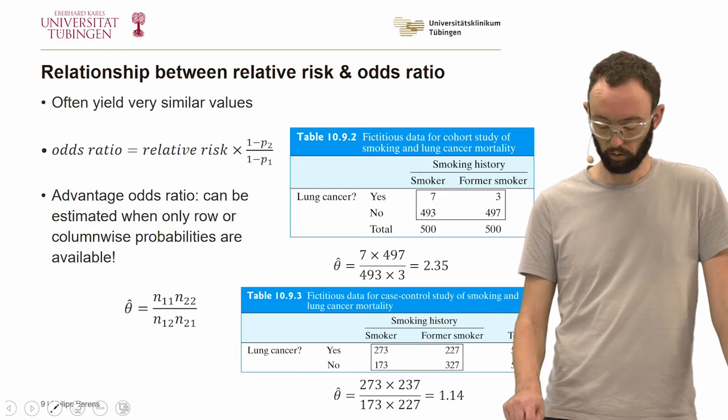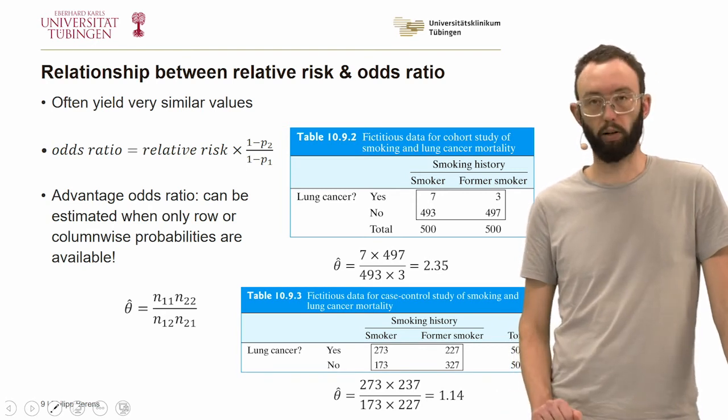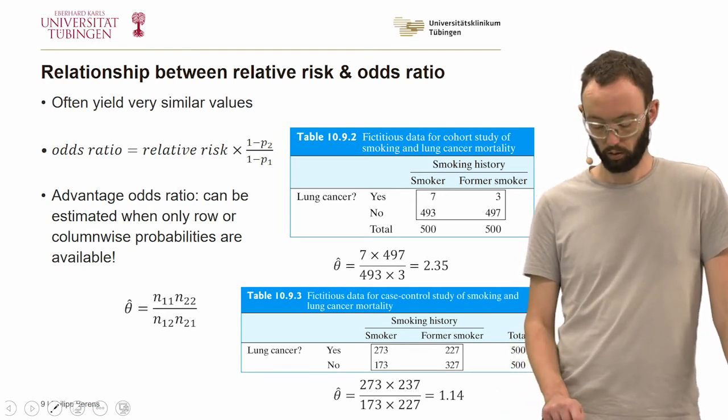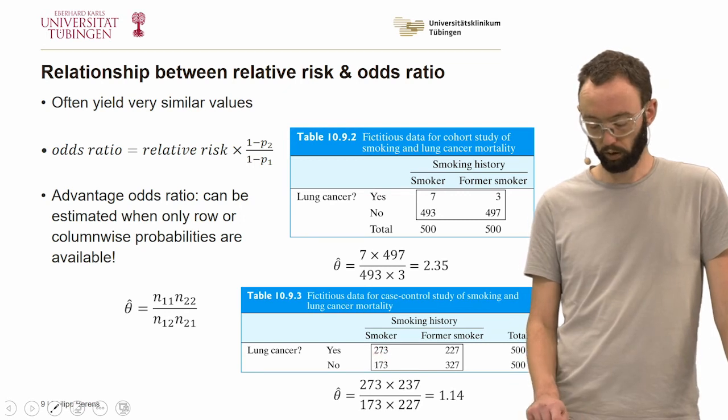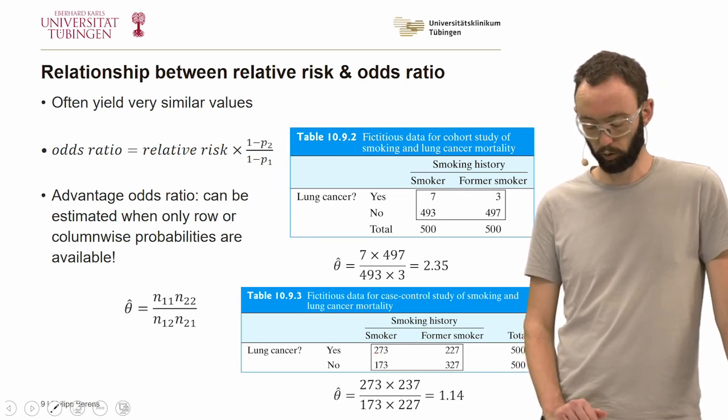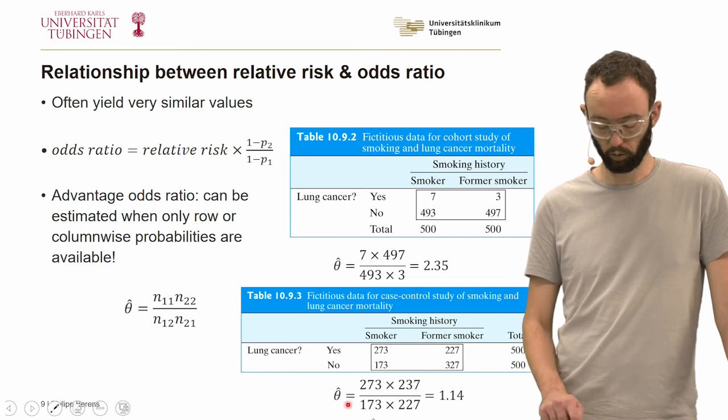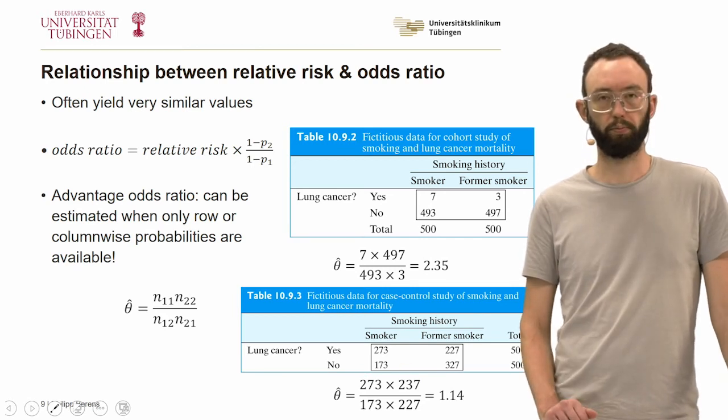Among our 500 people with lung cancers, 273 were smokers and 227 were former smokers, and we can still compute the odds ratio.